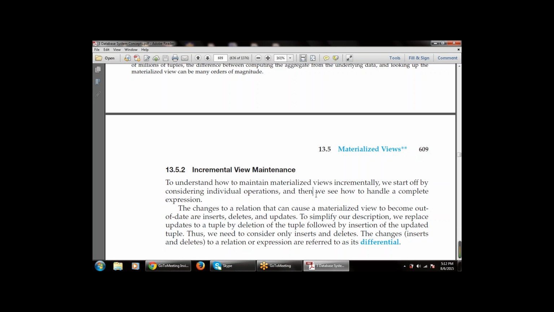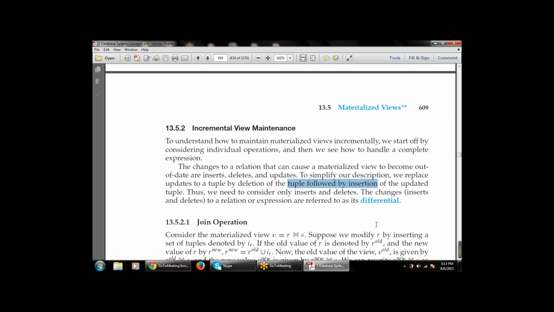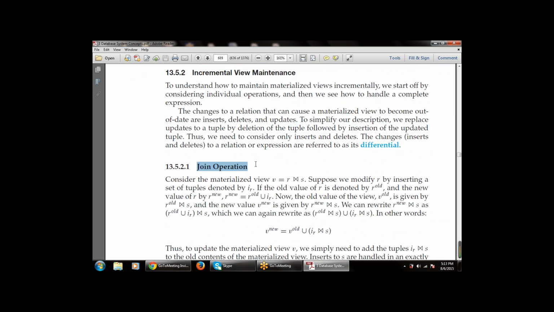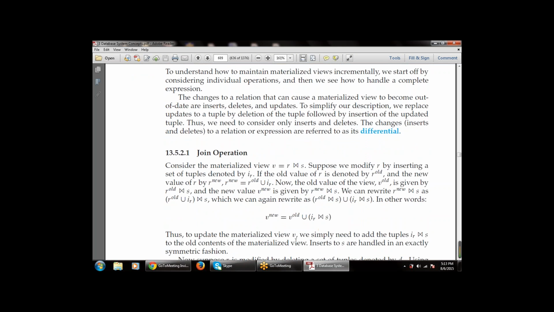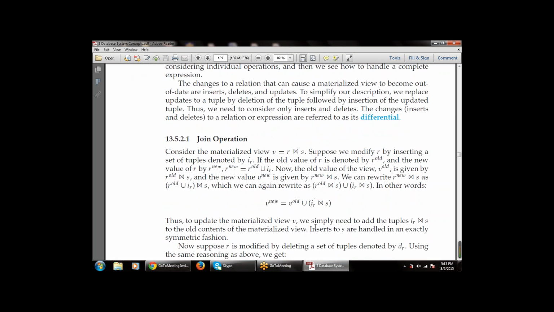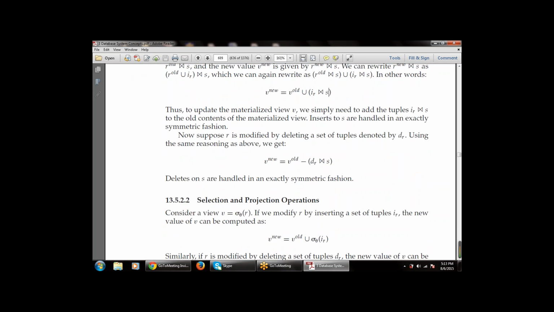The changes to a relation that can cause a materialized view to become out of date are insert, delete, and update. To simplify the description, we replace updates to a tuple by deletion of the tuple followed by insertion of the updated tuple. Then next is the join operation, that is, merging, taking the union of the operation. Then the selection and projection operations.